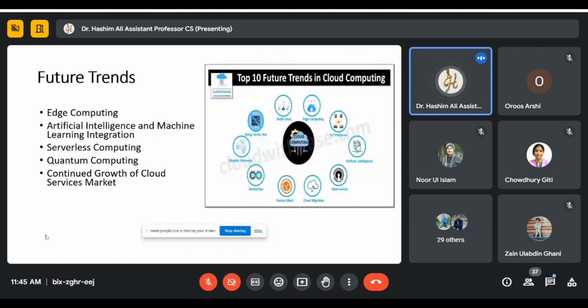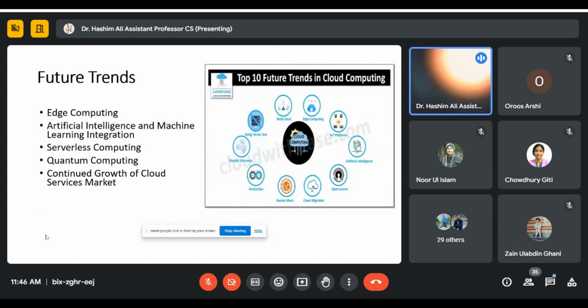So modern day computing is again shifting towards two important paradigms: one is the edge or the fog computing, and the second one is the serverless computing, and the third one is the quantum computing. So all these are the available domains which are now integrating with the cloud computing paradigm. And good examples of these are the IoT, Internet of Things and Internet of Vehicles.